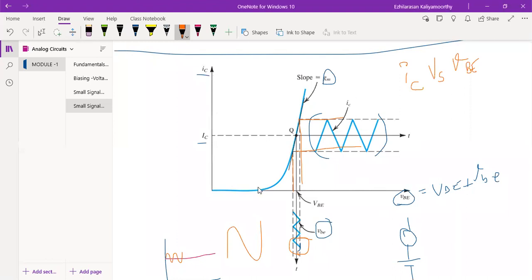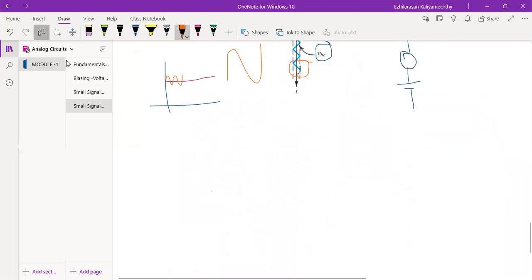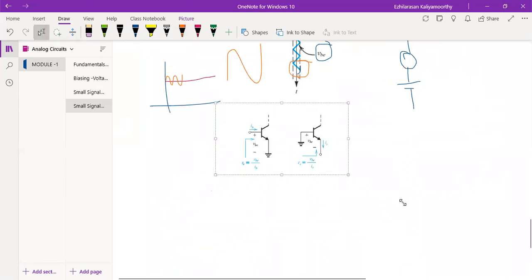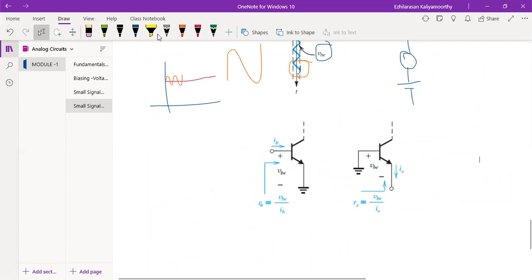So now I am showing one more figure. See this transistor here. There is a base current and VBE, and R pi is this. R pi is the resistance looking into the base side, equivalent to VBE by IB. This is the small signal element. Same way for RE, that is the resistance looking into the emitter side, so at that time IE.